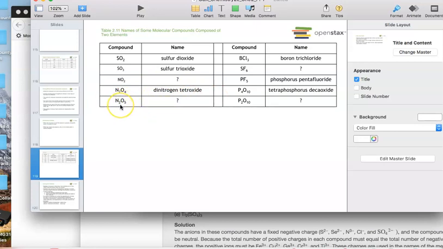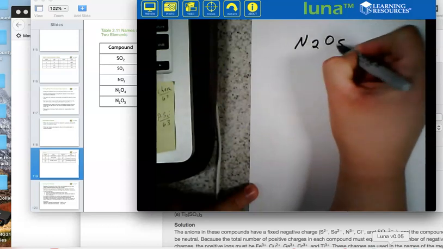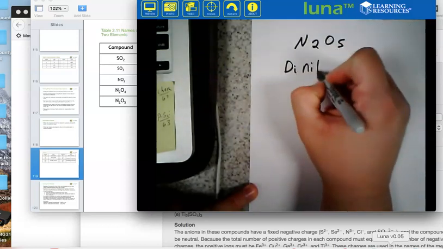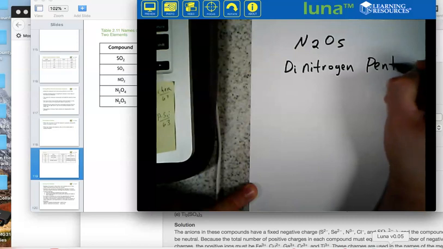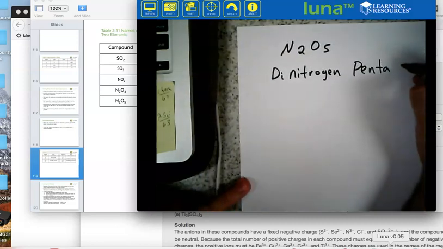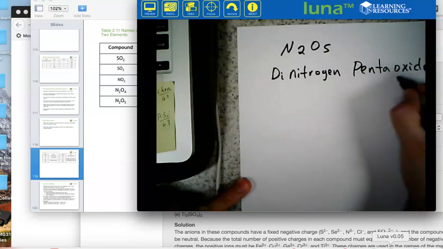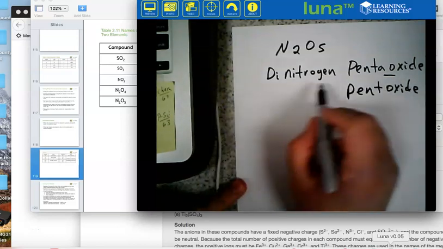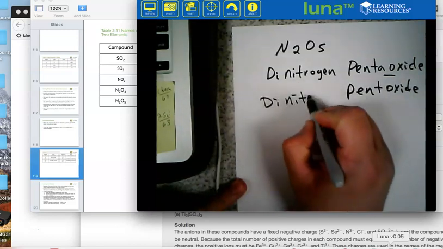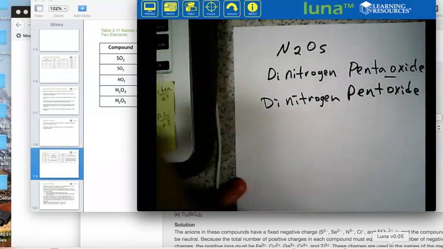All right, so for this next one, N2O5, the prefix for 2 is di. There's 2 nitrogen atoms, so it's going to be dinitrogen. 5, the prefix for 5 is penta, and then oxygen becomes oxide. Again, we have this AO issue, so it's just going to be pentoxide. Okay, dinitrogen pentoxide.